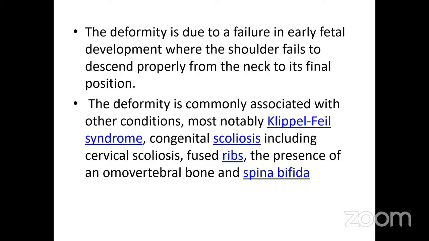During embryonic development, during the development of the fetus in utero, there should normally be a descent of the scapula. If that is not happening, the scapula will be congenitally elevated, and that's called Sprengel's shoulder. It is actually associated with an omovertebral bone, and with a lot of other conditions like congenital scoliosis, Klippel-Feil syndrome, block vertebra, like that.